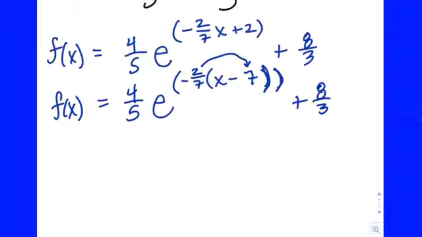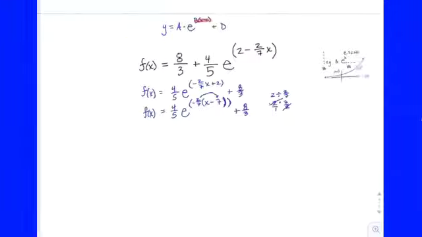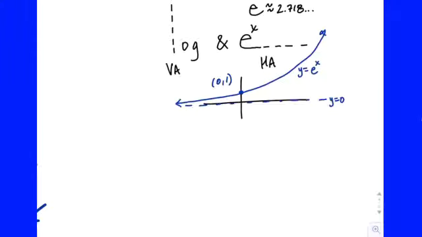And then perhaps the most critical shift, the plus 8/3 means we pick the graph up and move it up 8/3. Okay. Now why is up 8/3 important?